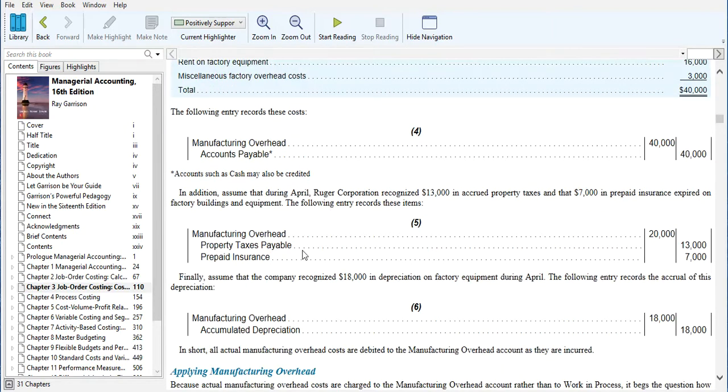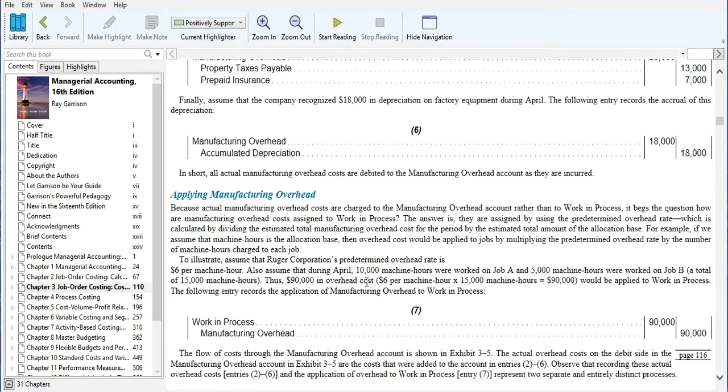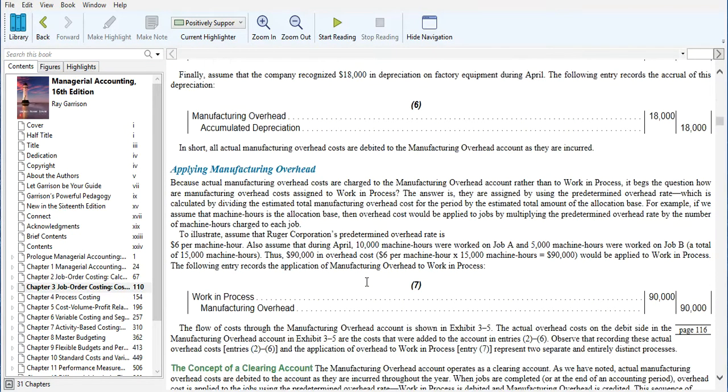If we have property taxes that we owe on the manufacturing building, on the factory itself, that goes into overhead. Prepaid insurance goes into overhead. Accumulated depreciation for factory equipment goes into overhead. So manufacturing overhead accumulates everything associated with the manufacturing process that cannot be directly assigned to a particular product.